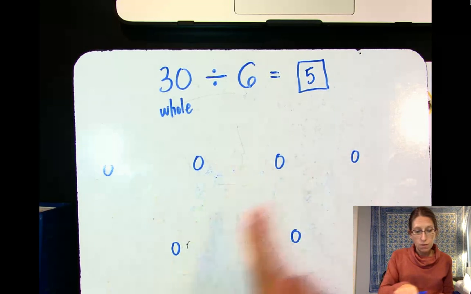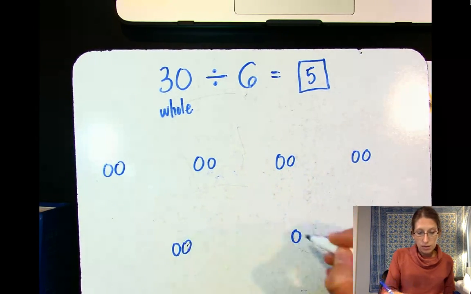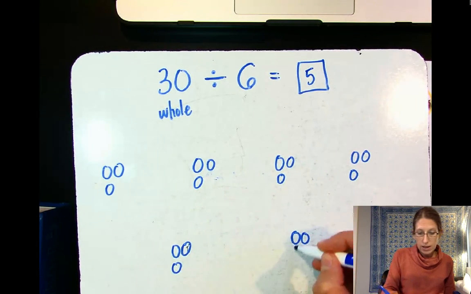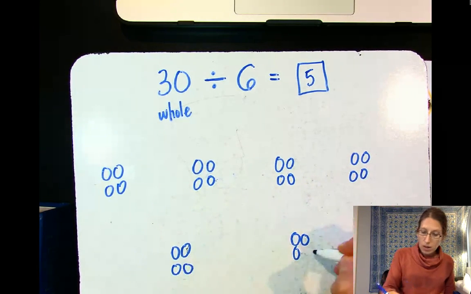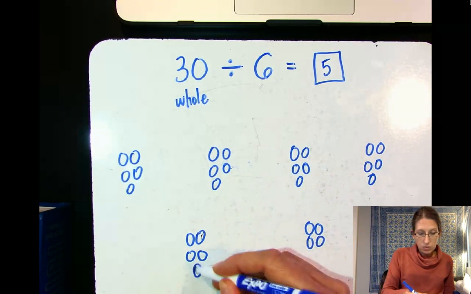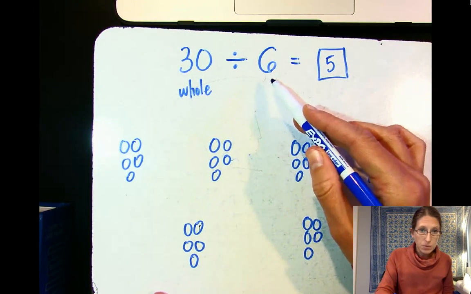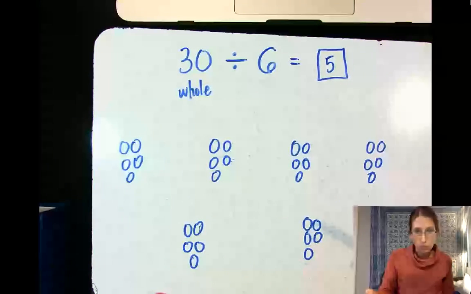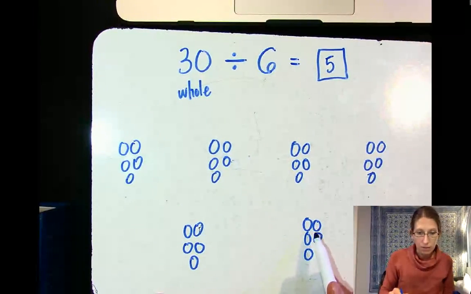1, 2, 3, 4, 5, 6, 7, 8, 9, 10, 11, 12, 13, 14, 15, 16, 17, 18. I can keep going. 19, 20, 21, 22, 23, 24. I can keep going. 25, 26, 27, 28, 29, 30. And then you'll notice that if we have 6 equal groups, our answer is how many are in each group. Now there's 5, 5, 5, 5, 5, and 5.